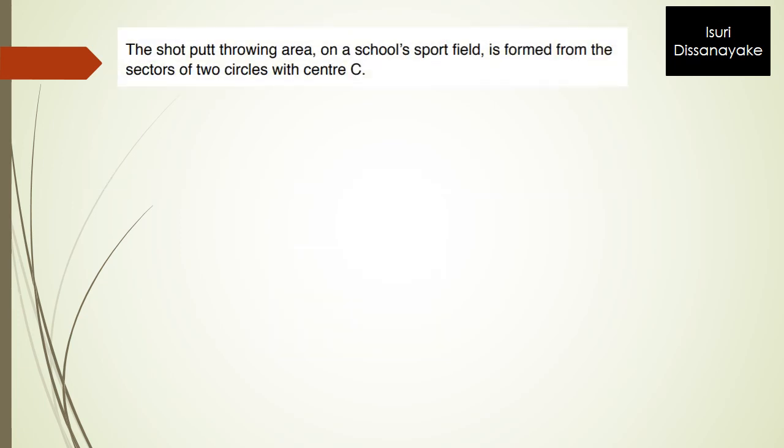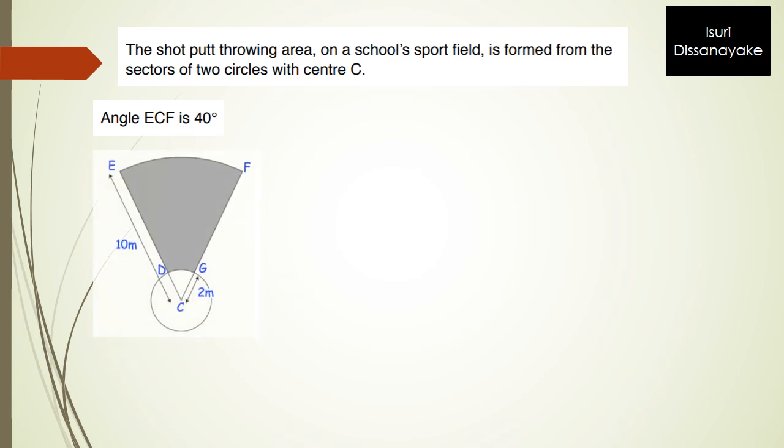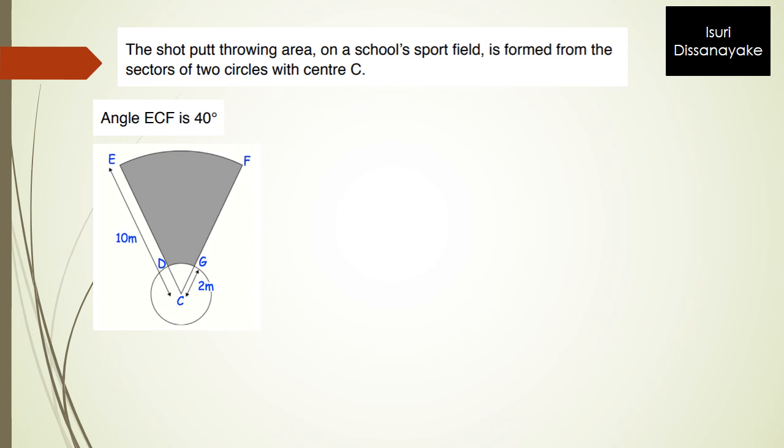The shot put throwing area on a school's sport field is formed from the sectors of two circles with center C. Angle ECF is 40 degrees and the figure is given below. Calculate the perimeter of the shaded region.